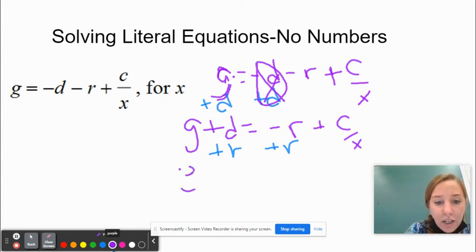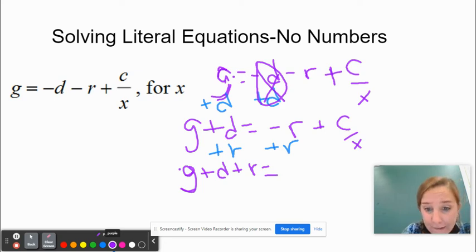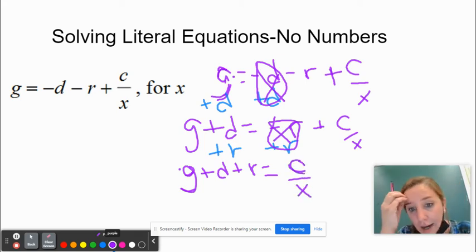Okay, g plus d plus r equal sign. Now I have negative r plus r, which is 0. That's why we did that. C over x. I'm going to pause the video and just kind of clean this up a little bit because I ran out of space.